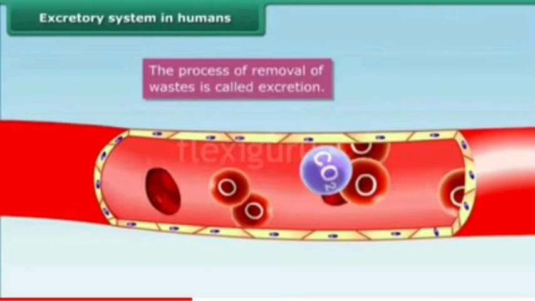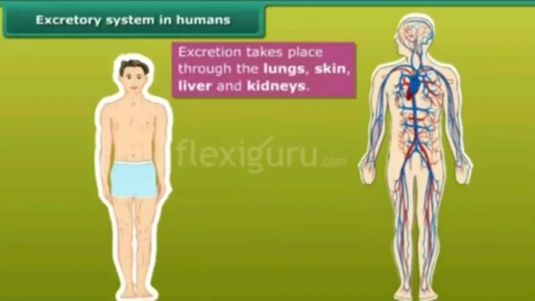So here comes the definition of excretion. Let's see what is the definition. The process of removal of waste products formed as a result of metabolic activities of our body is called as what? It is called as excretion. Now this excretion takes place through the lungs, skin, liver and kidneys. So excretion takes place through these organs.